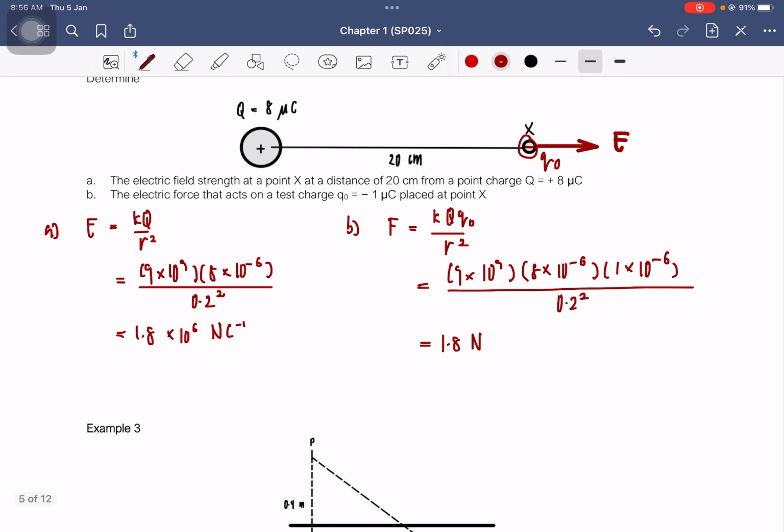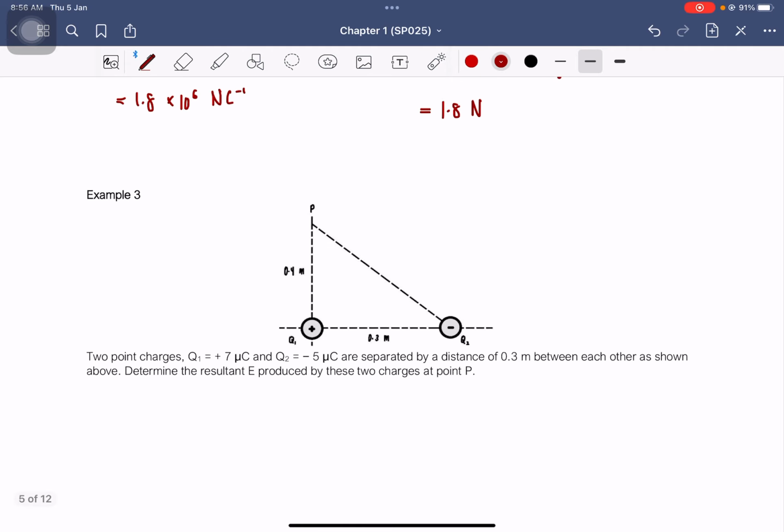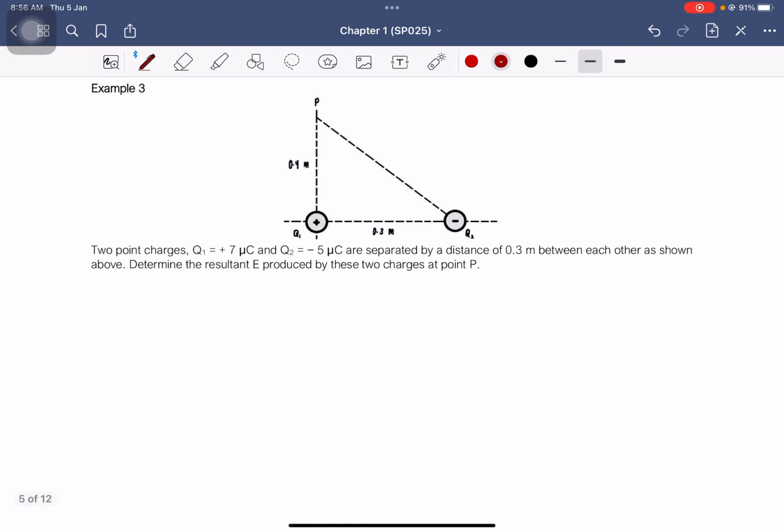Right? Alright, so that is example number 2. Example number 3 is in two dimensions. There are two point charges, 7 micro and -5 micro, separated by a distance of 0.3 meter. Determine the resultant electric field strength produced by these two charges at point P. So now we focus at point P here.